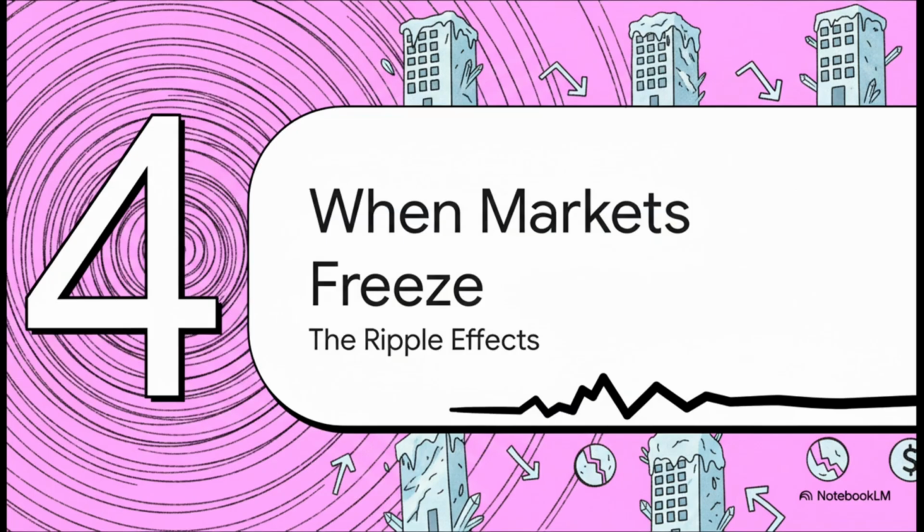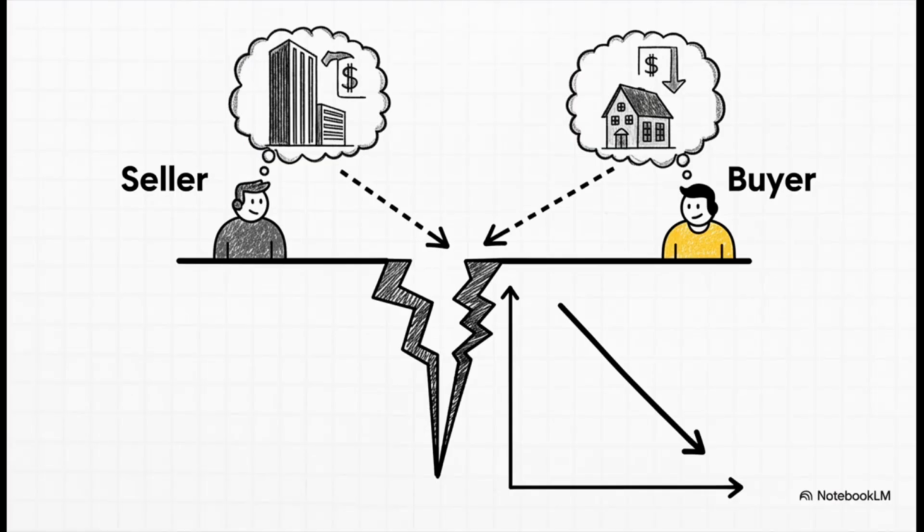Well, you get these huge shock waves that ripple through the entire market. This is when markets start to freeze. What you get is this classic standoff. You have sellers, and they're all stuck thinking about the price they could have gotten 6 months ago when rates were low. But the buyers? They're living in today's reality. They're looking at today's high rates, and they can only pay what the new math allows.